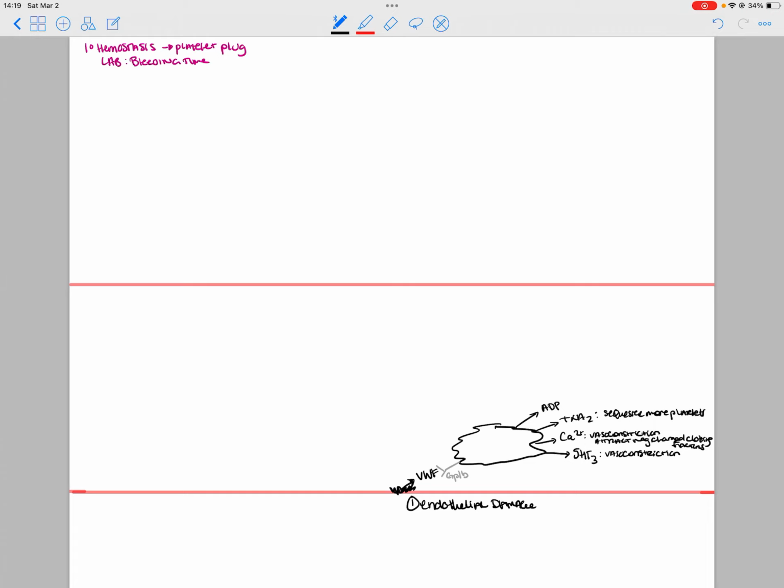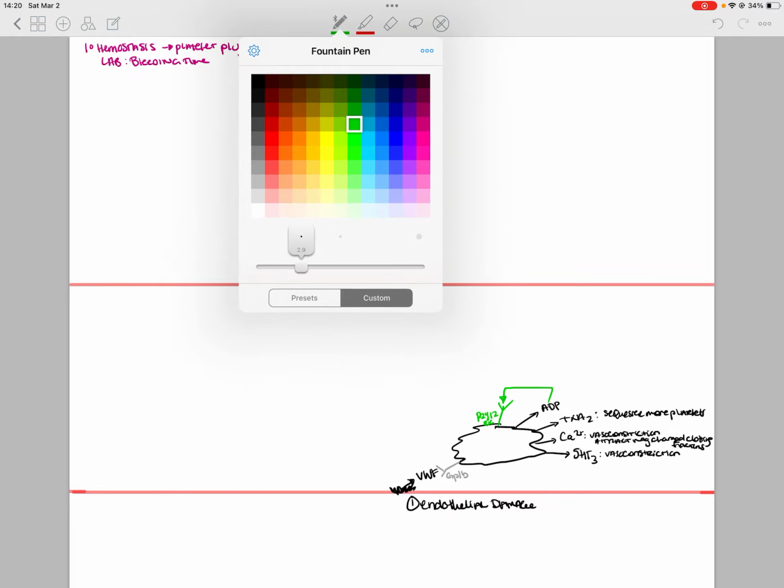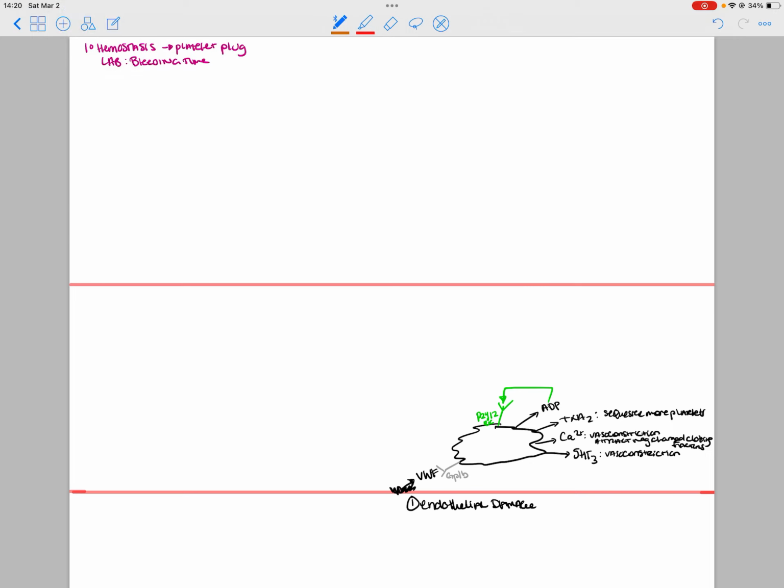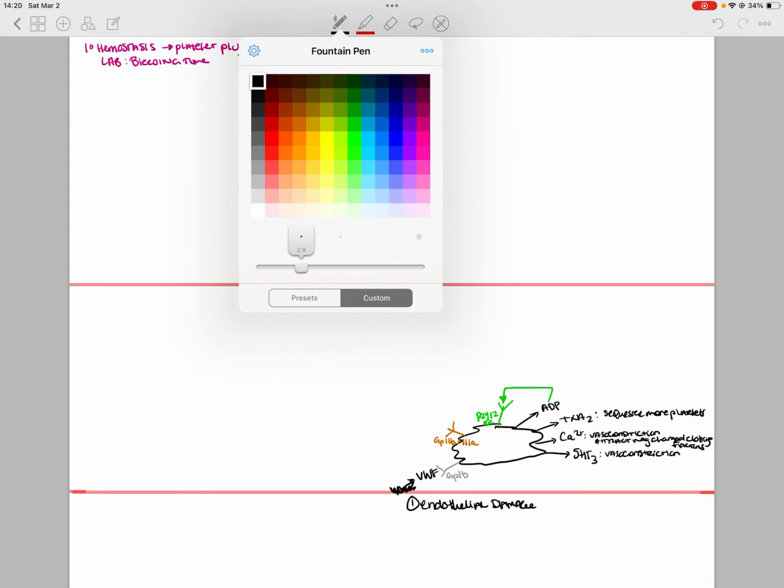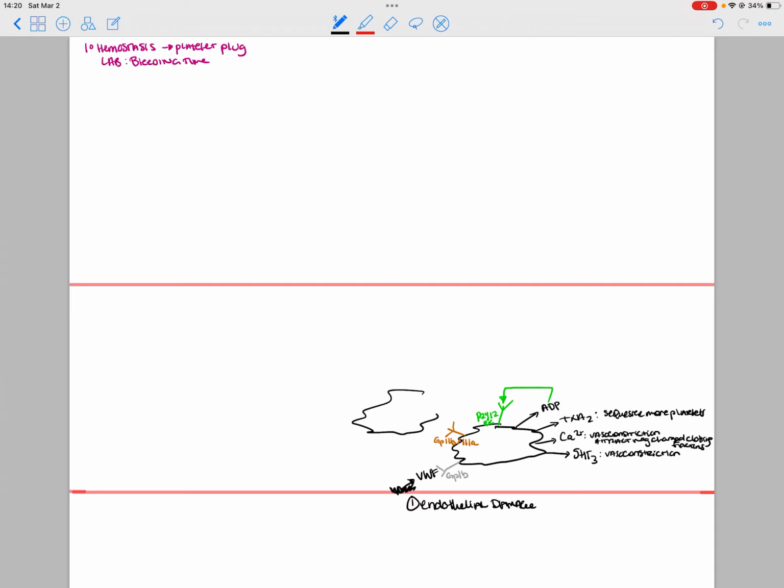And ADP will do something really interesting, because ADP will come over here and bind to the P2Y12 receptor. And whenever ADP binds to the P2Y12 receptor, that causes the expression and activation of GP2B3A. Whenever GP2B3A is expressed from that platelet, the GP2B3A from this other platelet will bind to the GP2B3A of the other platelet.